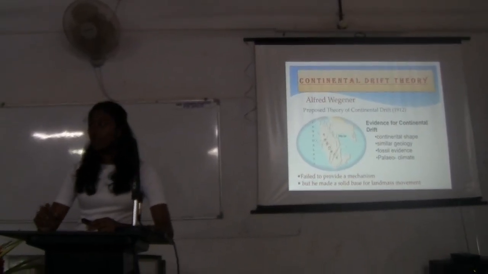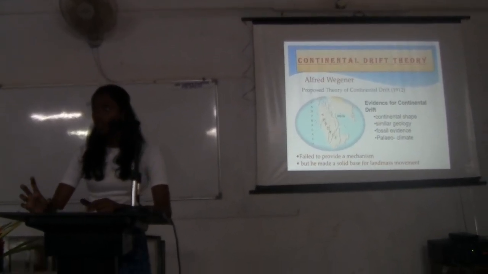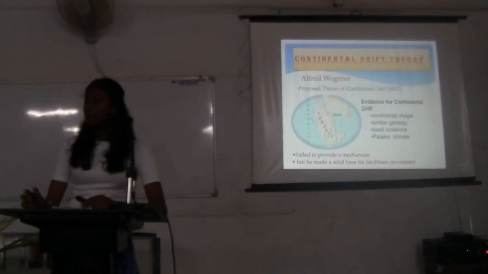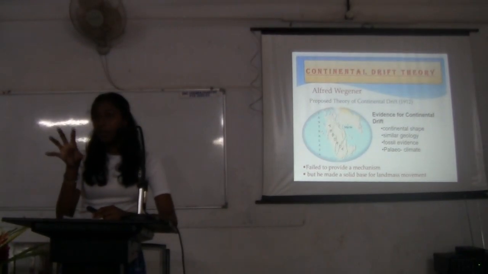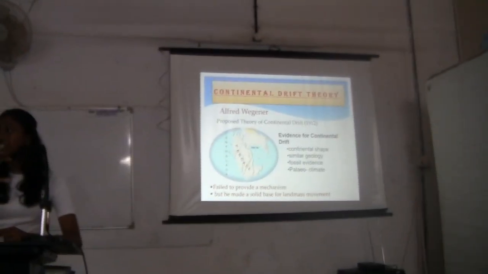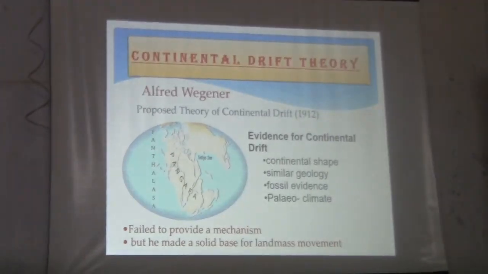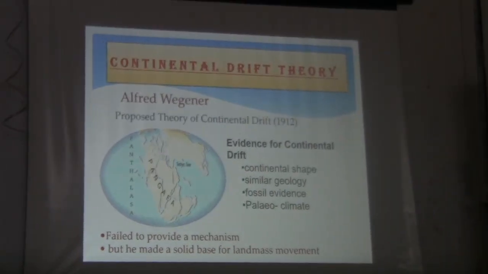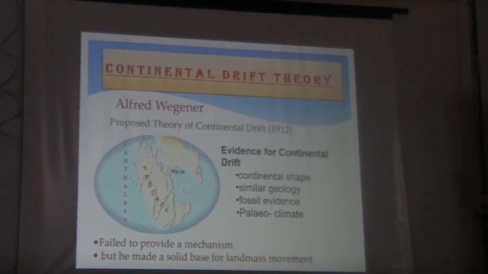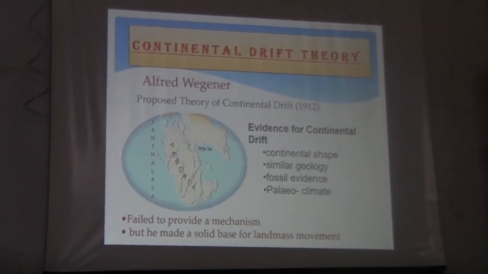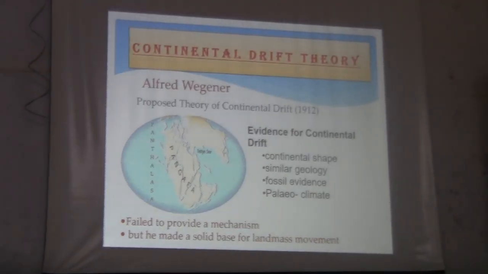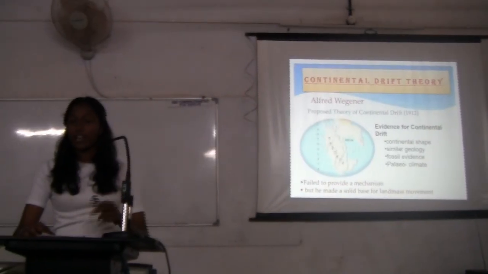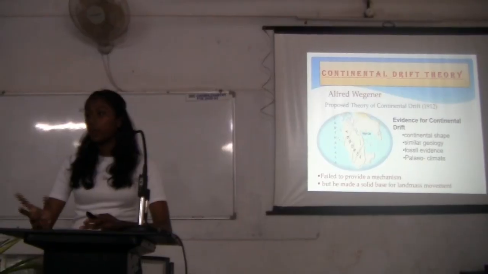Paleoclimate example is when India was at the southern pole and shifted to the equator. But this theory failed to provide a driving mechanism, which means where the force comes from for the movement of plates. He couldn't explain how the force is formed for the movement of plates.